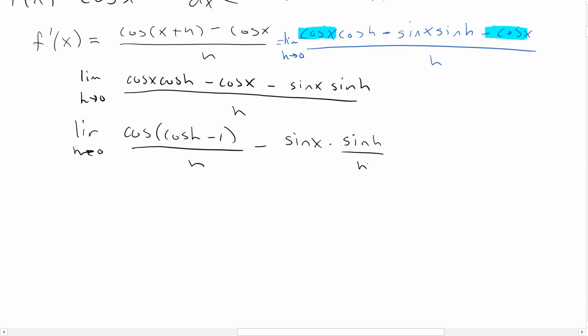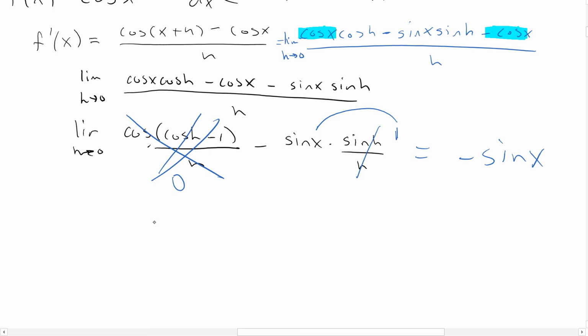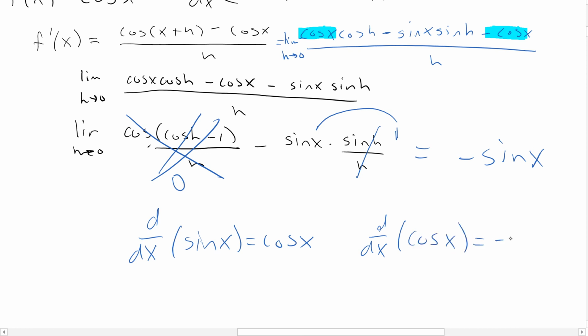I did the same thing as in the previous problem: I split up the fraction. What is the limit of cosine h minus 1 over h? We found that to be 0. What's the limit of sine h over h as h approaches 0? That's 1. So cosine times 0, all this is 0. Negative 1 times sine is just negative sine. So the derivative of sine x is cosine x, and my last result is that the derivative of cosine x is a negative sine x.